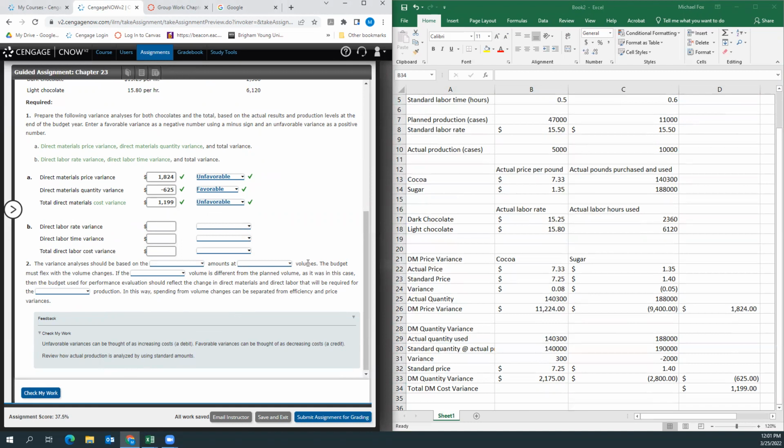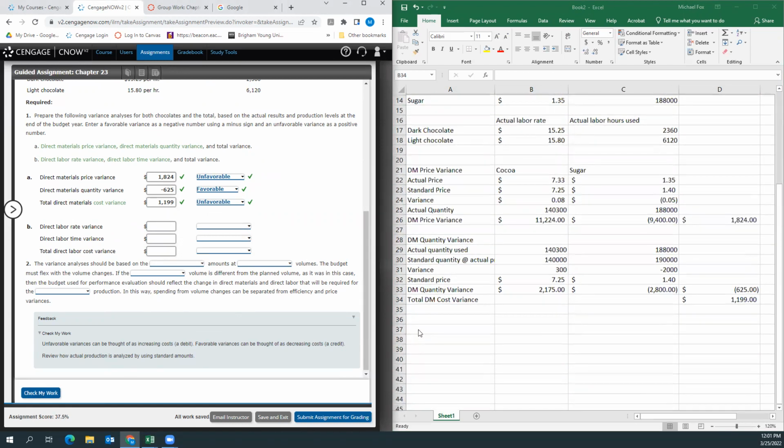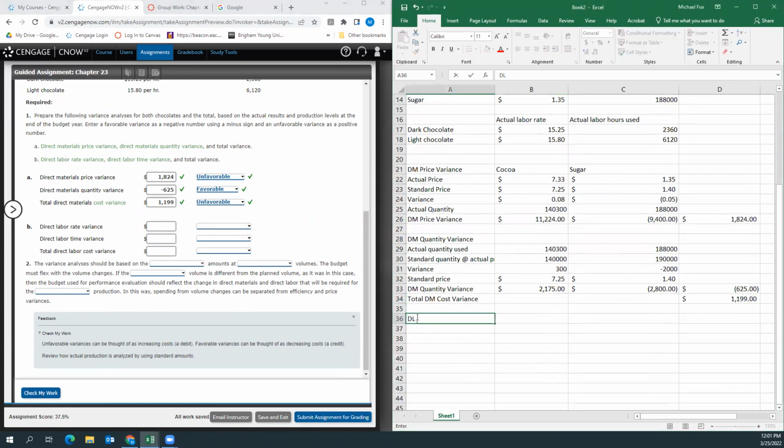We're going to use a very similar process to figure out our direct labor variances. We'll start with the direct labor rate variance. So our direct labor rate variance, we'll start with, and we're going to do this a little bit different because with direct materials, we had to break it down by direct material. But for our direct labor, it's not broken down by the materials we put in, it's just broken down by the product. Okay, so this one will be dark chocolate, and this will be light chocolate.